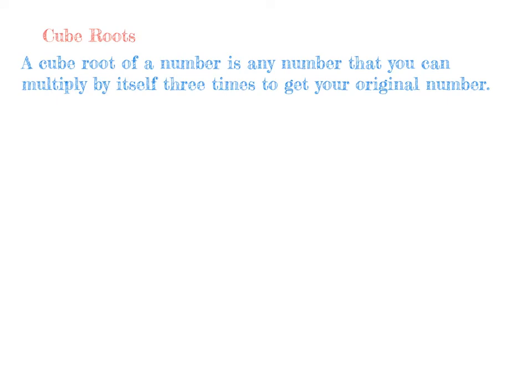Now, cube roots. A cube root of a number is any number that can multiply by itself 3 times to get your original number. On page 14, you have the following example. You have a cube that has the height of A, the length of A, and the width of A. And it's telling you that the volume, because it's a 3-dimensional figure, is 125.